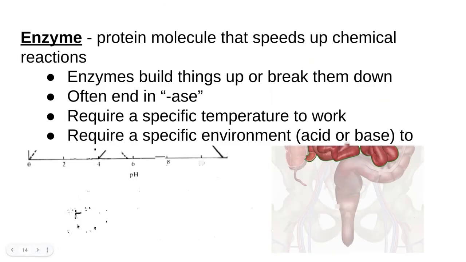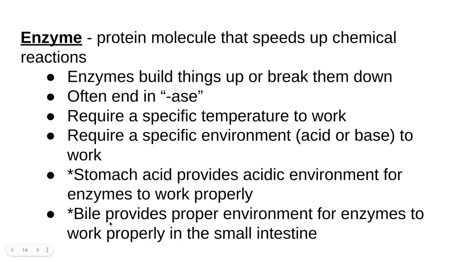So bile is released by the liver, and the bile actually helps make the correct pH for enzymes in the small intestine. So the big story here is that different parts of our body have different temperatures and different pH levels. And enzymes there work well because of those pH levels and those temperatures. So bile helps make the environment suitable for trypsin. Stomach acid makes it more acidic so that pepsin can work really well.